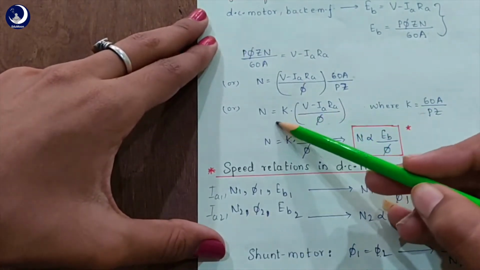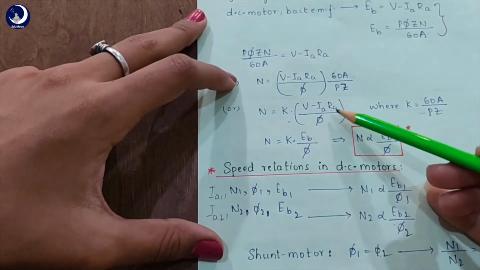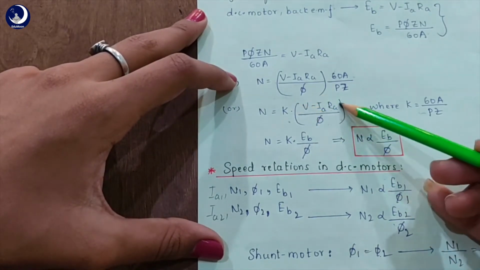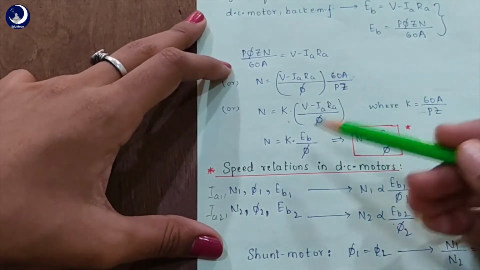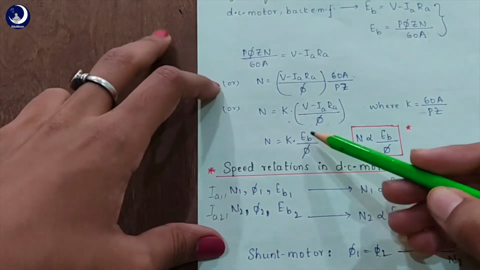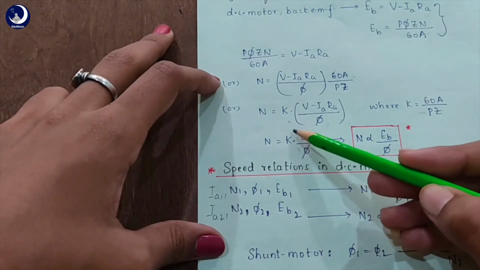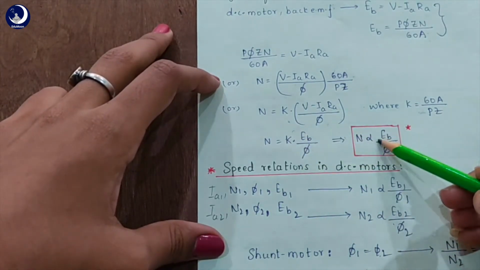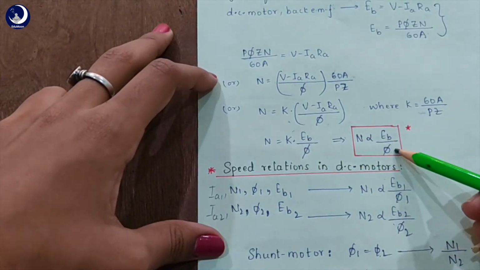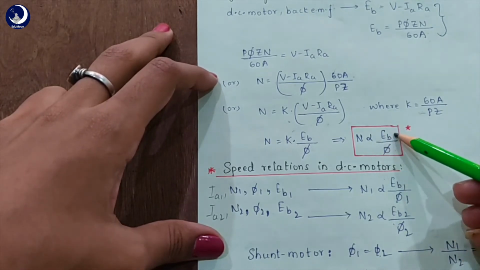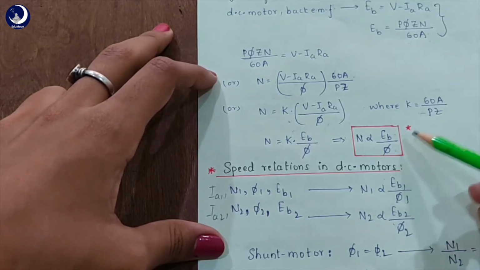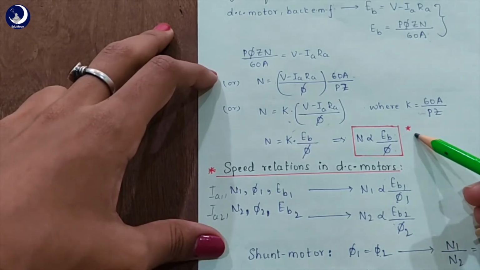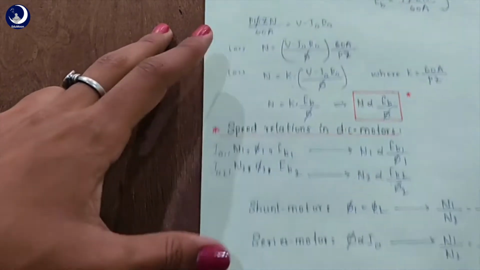Okay, so N equals K into (V minus IaRa) by Φ, and this V minus IaRa is Eb, right? So when we substitute it here, we get N equals K into Eb by Φ, and since K is a constant, we can say that N is directly proportional to Eb by Φ. That is, the speed of a DC motor is directly proportional to the back EMF and inversely proportional to the flux. Okay, this relation is really important for you to solve sums and problems.